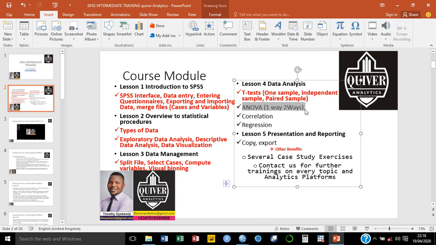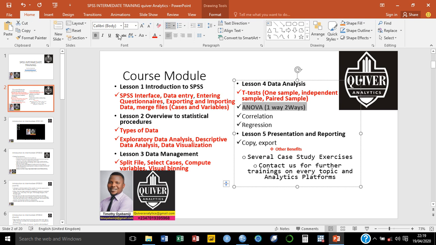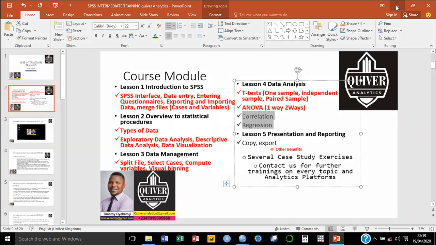Practicing the same thing I'm doing here. That's the essence of giving you the data sheets. You can also simulate or download data online to practice. Alright, so here we'll be doing correlation and regression analysis.